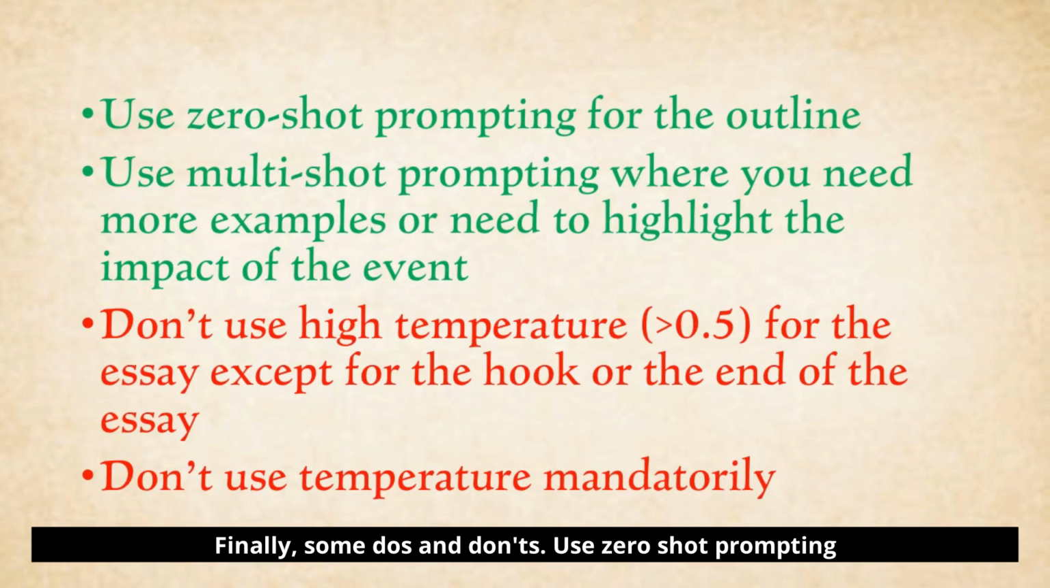Finally, some do's and don'ts. Use zero-shot prompting for just the outline of the essay. And you can use multi-shot prompting where you need more examples or you need to highlight the impact of the event. Remember, you can use high temperature, that is with values of greater than 0.5, for mainly the hook or the concluding sentence. Try to use lower temperature values for the body paragraphs. Also, remember, it is not necessary to use the temperature all the time.